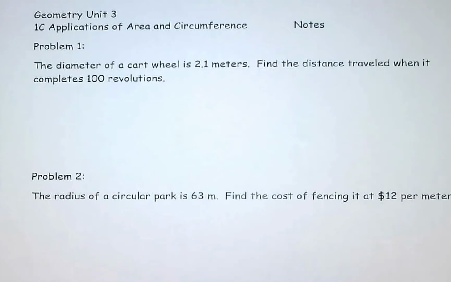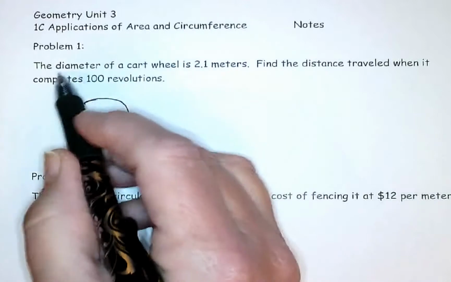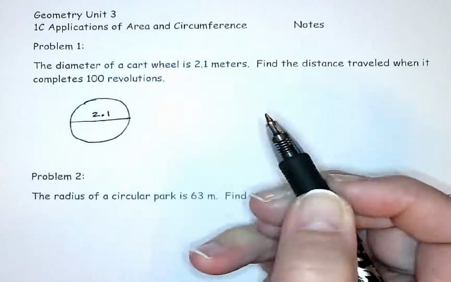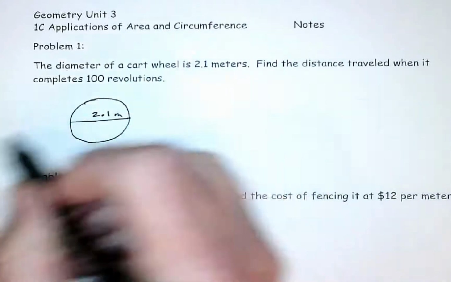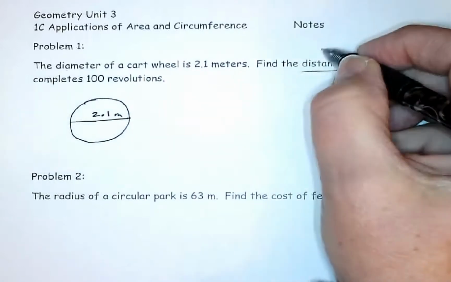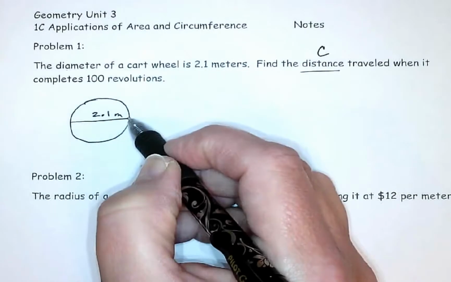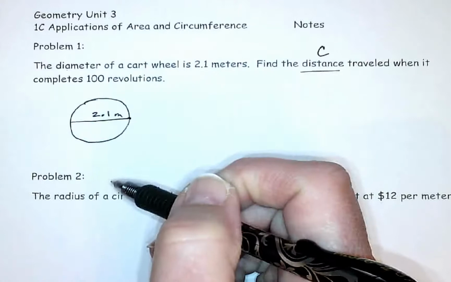Problem number one. The diameter of a cartwheel is 2.1 meters. Find the distance traveled when it completes 100 revolutions. So I'm just going to go ahead and draw a cartwheel. It says the diameter, so all the way across, is 2.1 meters. Find the distance when it traveled 100 revolutions. So distance would be an indicator for circumference. Okay, they want me to know how far around would it go in one revolution, and then I need to take that times 100.